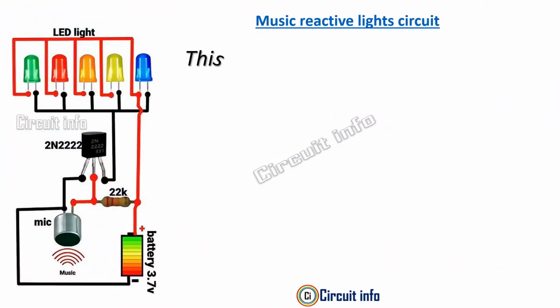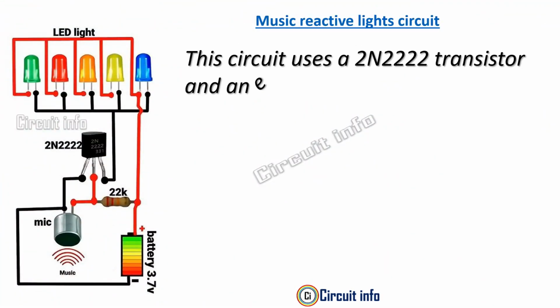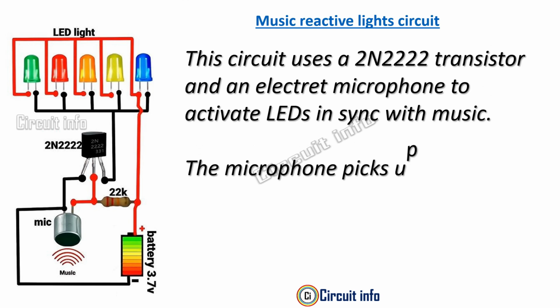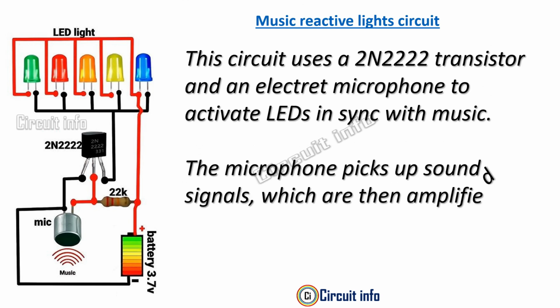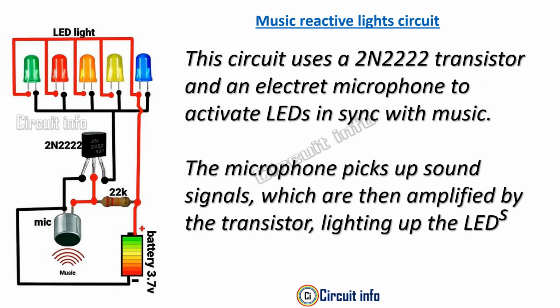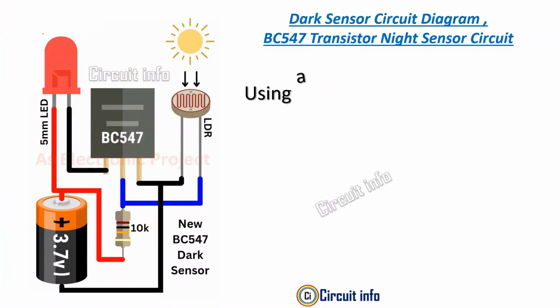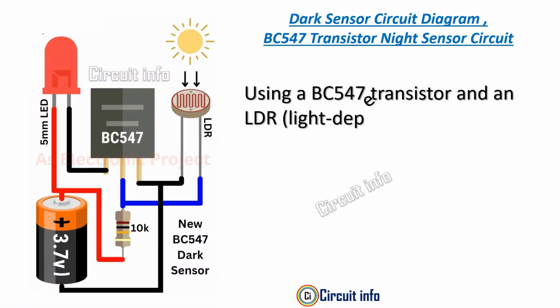1. Music reactive light circuit. This circuit uses a 2N42 transistor and an electric microphone to activate LEDs in sync with music. The microphone picks up sound signals, which are then amplified by the transistor, lighting up the LEDs in response to audio peaks. 2. Dark sensor circuit, night sensor.